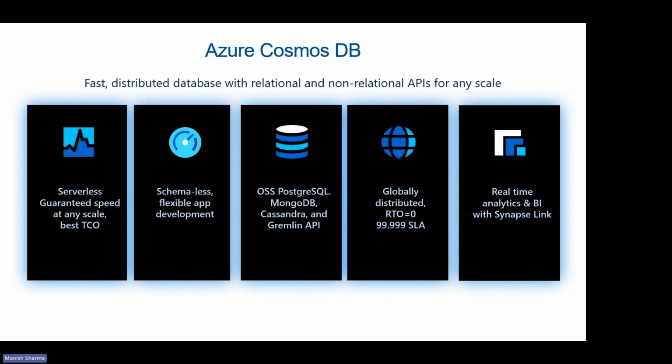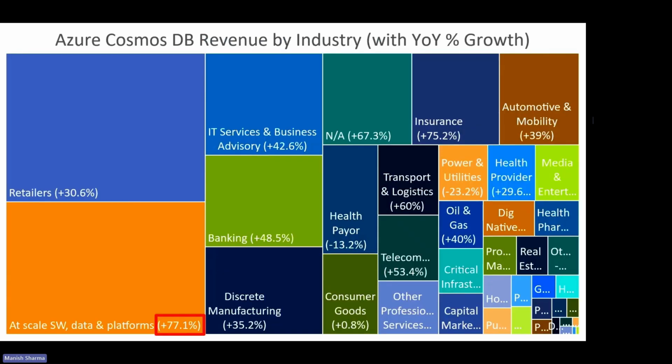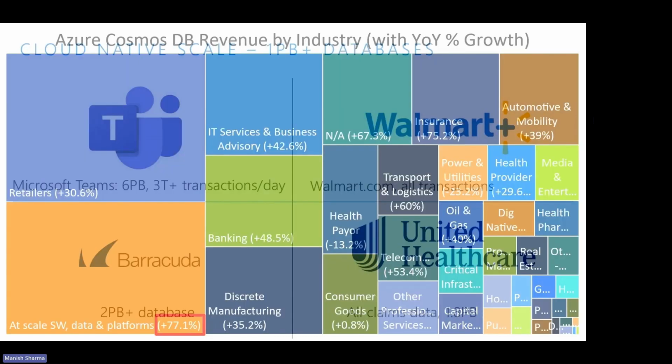We have 5 nines, and that 5 nines availability is also applicable there. Last but not least, we have real-time analytics with HTAP. So we have Synapse Link capabilities, which again complete the full scenarios. This is our industry portfolio, and you can see that we have a good amount of spread across multiple industries, and maximum scale is coming onto our platform right now.